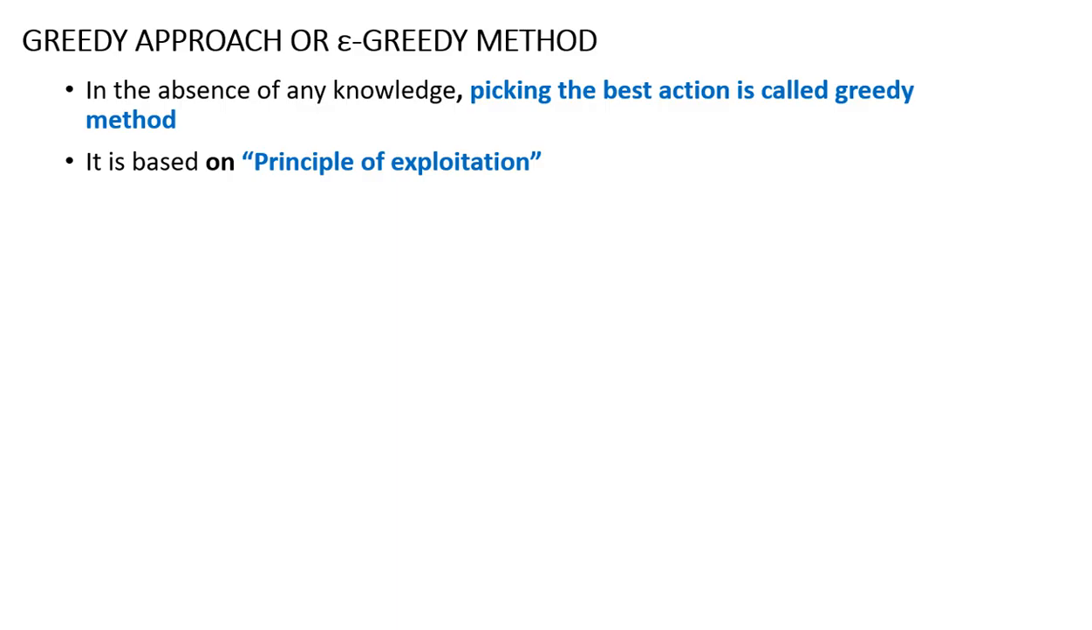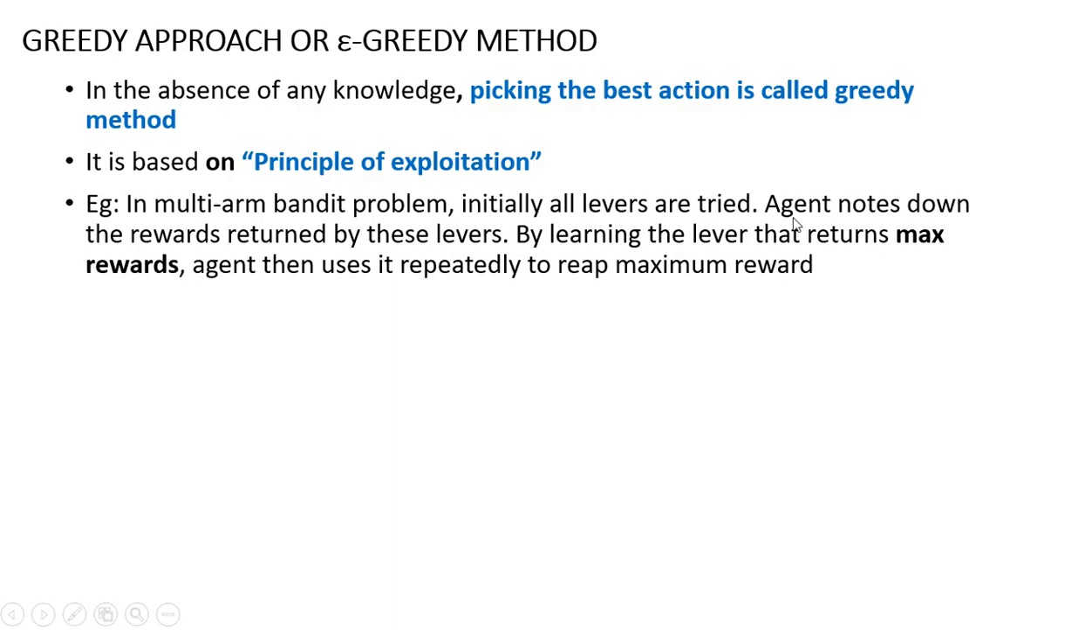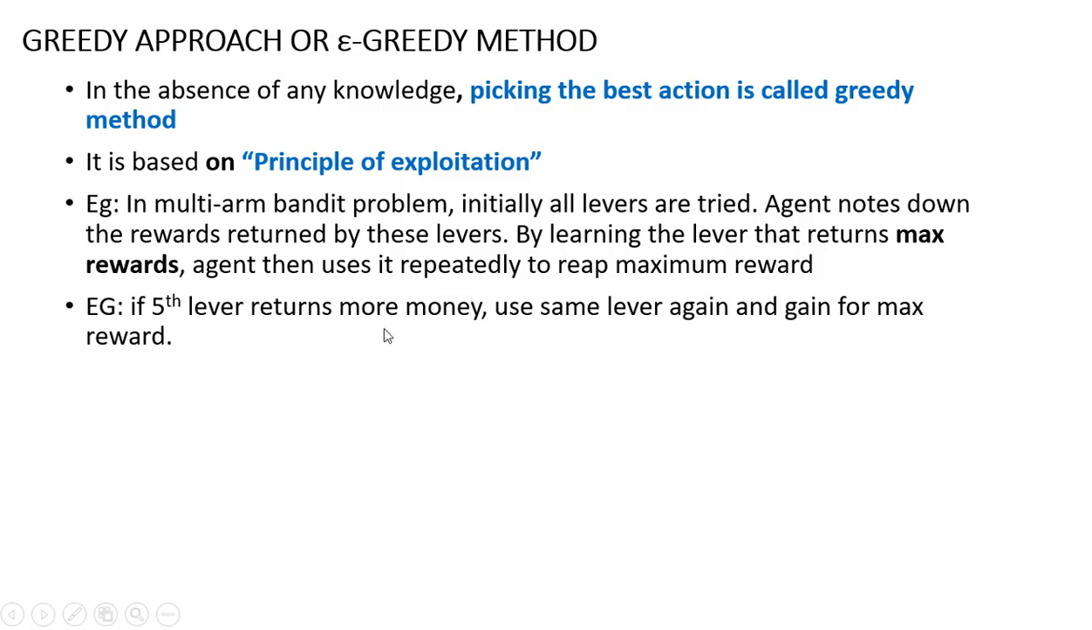It may not be the best, but it keeps exercising the same machine. So it basically works for a suboptimal solution. So if the fifth lever returns more money, then keep using it again. It checks the first lever, it gave $5. The second lever gave $2. The third lever gave me $10. So it keeps working on the third lever only, again and again.